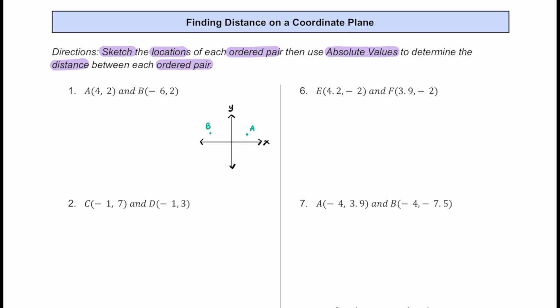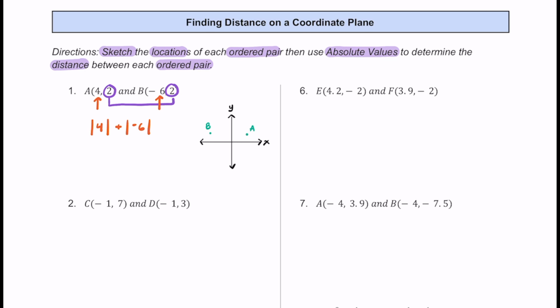Now, since these 2 points are in different quadrants, what we're going to do is first notice, okay, we do have matching y values here. That is good. But let's take a look at the x values, right? Those are going to help us find the distance between these 2 points. Because these are in different quadrants, we are going to add their absolute values. So we're going to take the absolute value of 4 and then add the absolute value of -6.